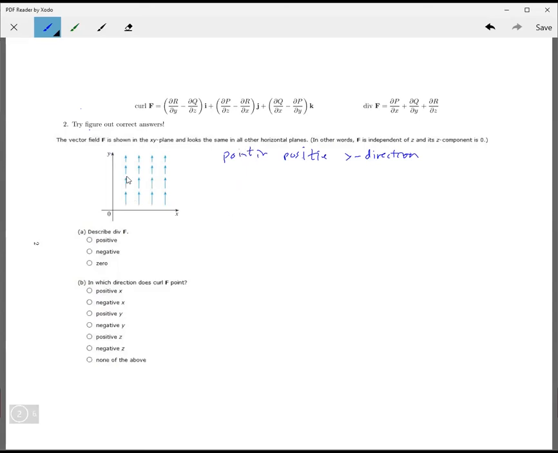And what happens as you go up? They're getting smaller. Okay, so they're getting smaller as you move in the positive y direction. So they're all pointing in the positive y direction, and they're getting smaller as you move in the y direction.